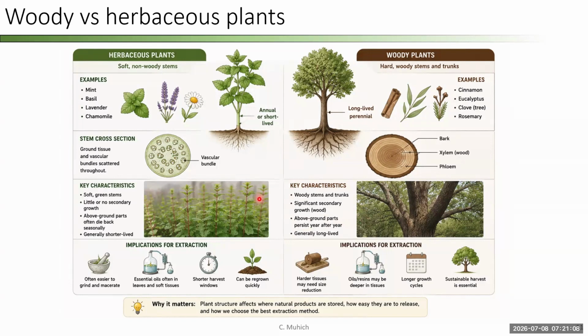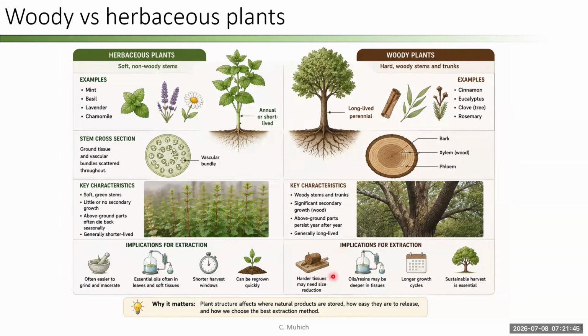When we think about what this means for us in terms of extraction, it's often much easier to get the essential oils and other compounds out of the herbaceous plants because we can grind them more easily. We have less protective structures that we need to break through to get at those oils. And generally, they're softer, faster growing, and we generally have shorter time to harvest.